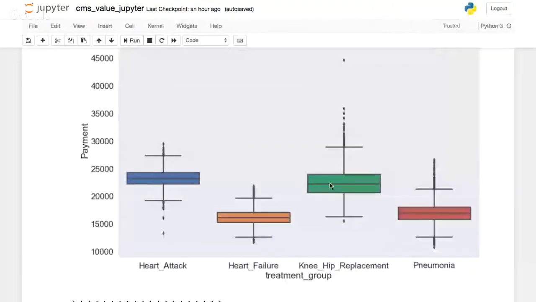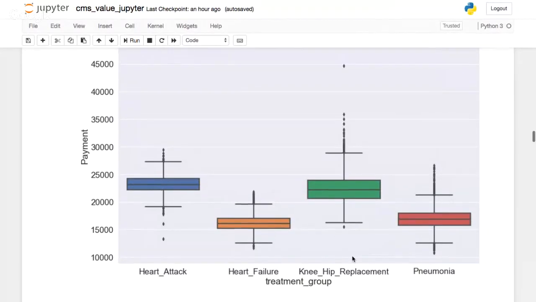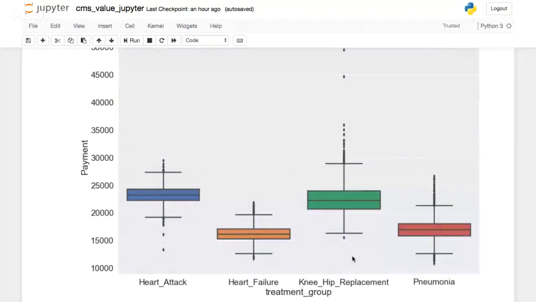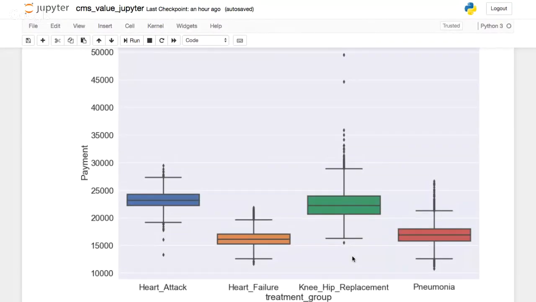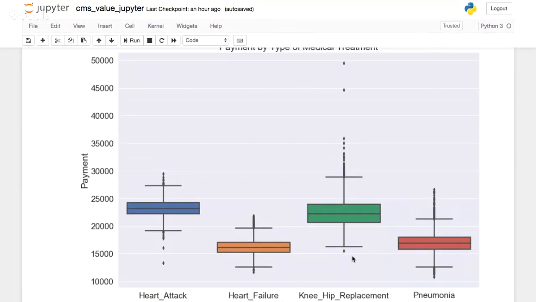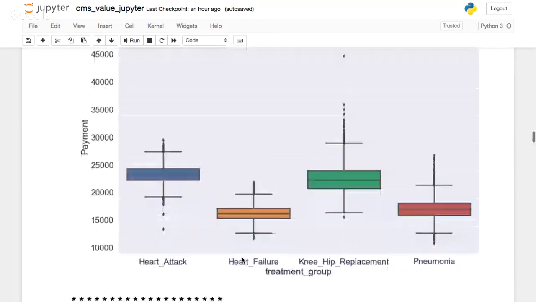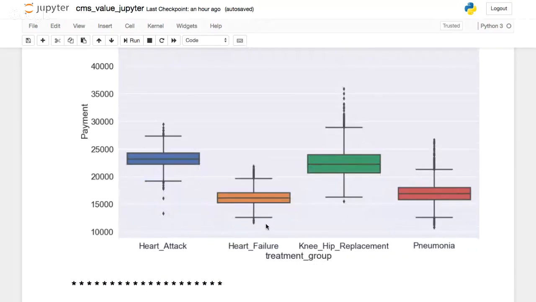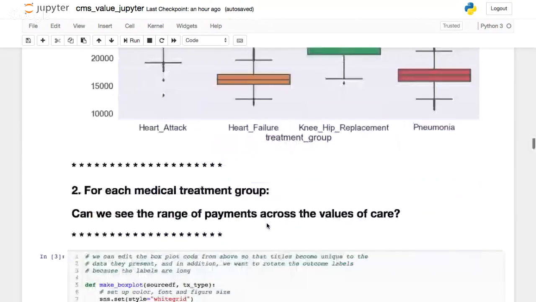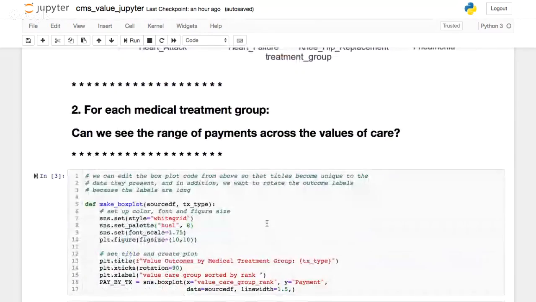It is payment by type of medical treatment, and it looks like knee and hip replacement has the largest range, from 50,000 to 15,000. And heart attack looks like it might be quite a different range of payments than heart failure, approximately a $10,000 difference between what you're paying for heart attack versus what you're paying for a heart failure workup.